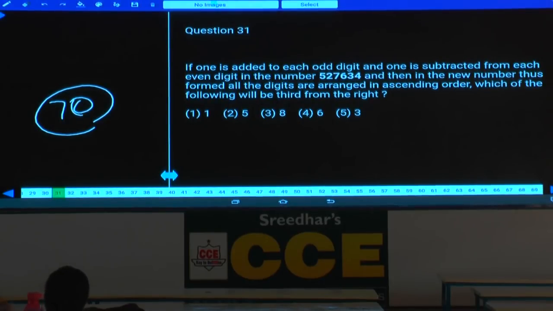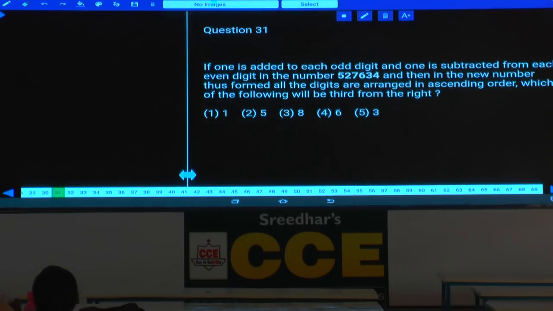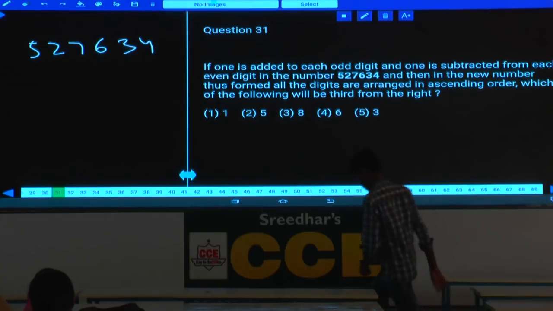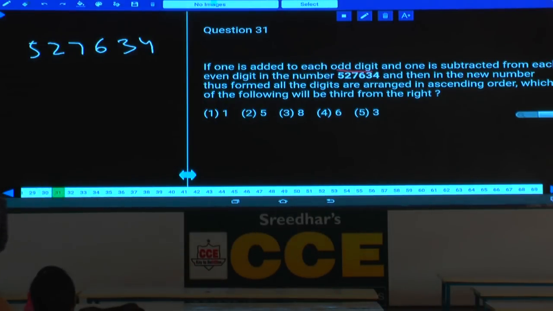Now in this paper number 70, question numbers 31 onwards, 31. 1 is added to each odd digit. Now in this one, what is the number here? 527634. Now in this 527634, to each odd digit, 1 is added.